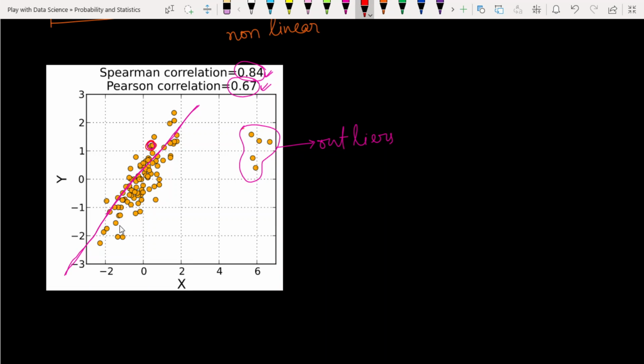If you just see this data, they actually coincide with each other. These here coincide with each other. In this data, actually, the ranks are the same. If you take the rank of this data, the rank of X and Y are the same.